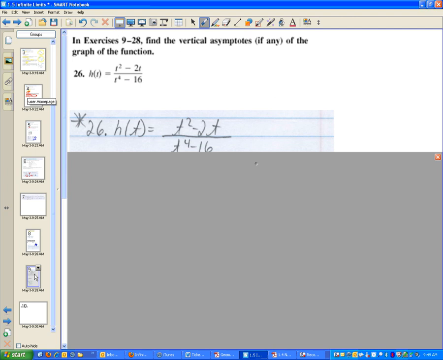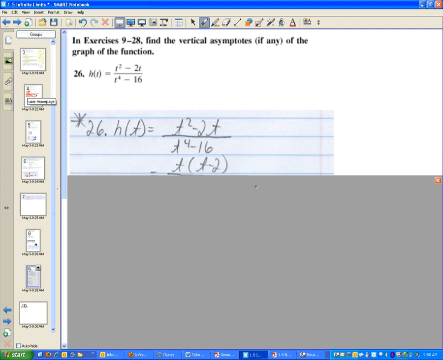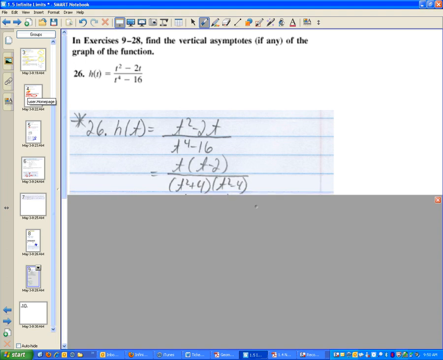Find the vertical asymptotes, if any, of the graph of the function. So h of t equals t squared minus 2t divided by t to the fourth minus 16. Factor, factor, factor. Can we factor the top? No. Factor out a t. Can we factor the bottom? It's a difference of two squares. So it'll be the square root of t to the fourth, which would be t squared, plus and minus the square root of 16, which is 4.